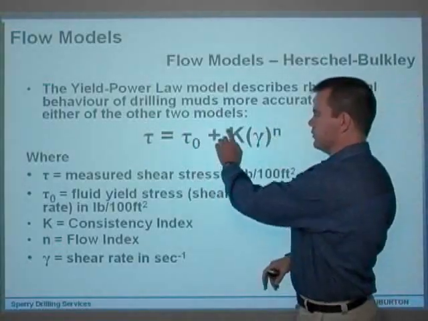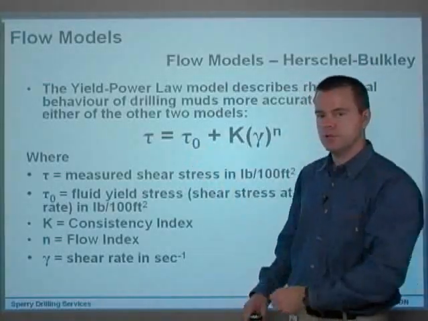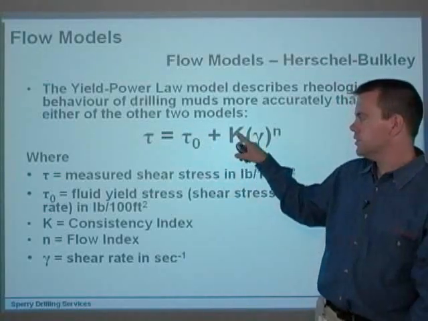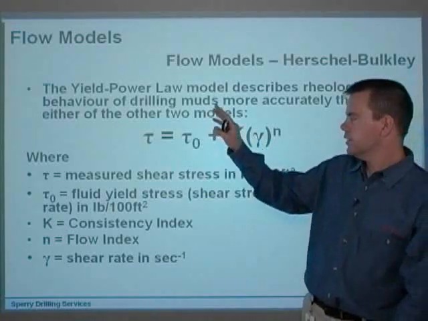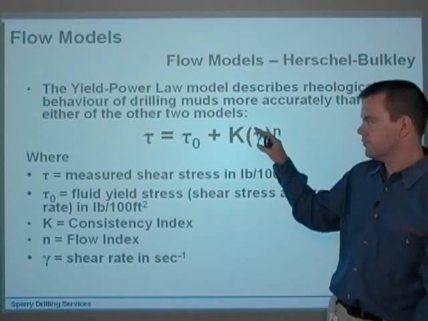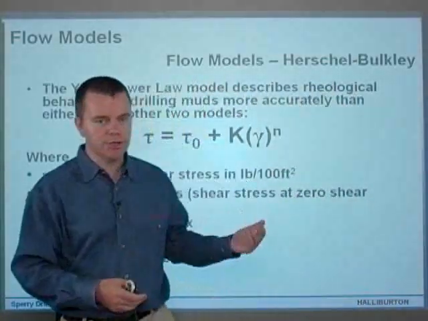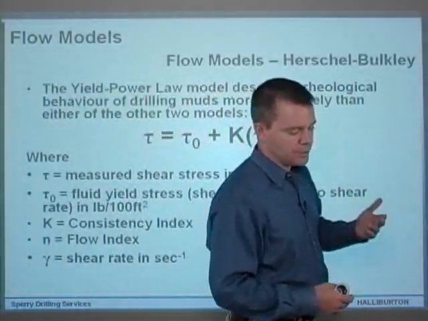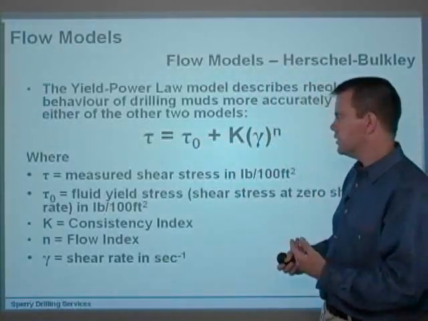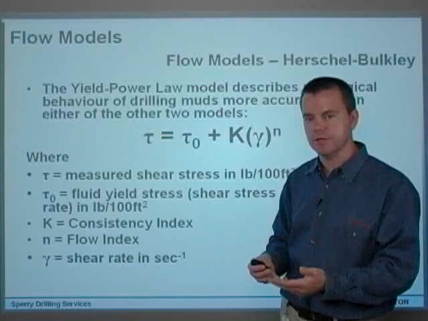Now if you look at this part of it, we've got k times gamma to the power of n. That is pretty much the power law. Adding tau 0, if you remember the Bingham plastic model had yield point plus PV times gamma. So we've got a yield point, and we've also got the benefits of the power law in that it's describing a curve. It's describing a fluid that has a non-Newtonian behaviour, and it also gives the option of describing a fluid which has a yield point, which needs to have a certain shear stress applied before a shear rate results from that shear stress.